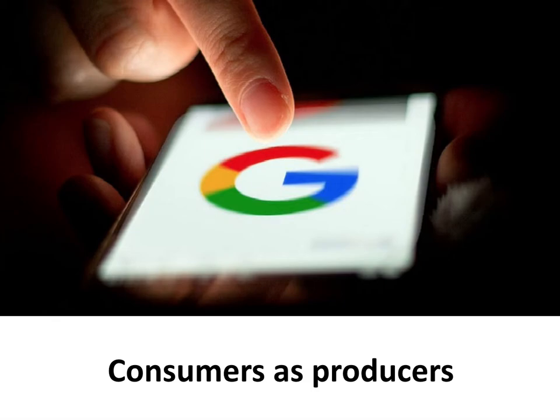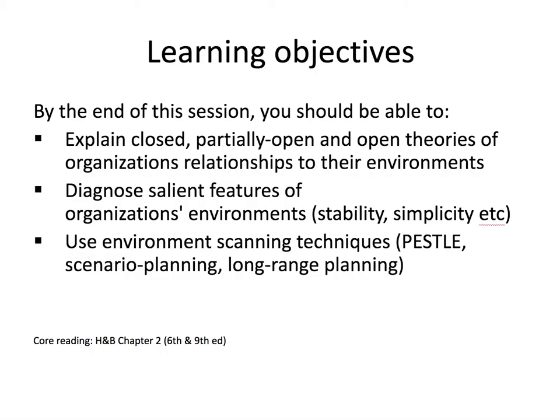Okay, so we've spent a bit of time now talking about closed, partially open, and open theories of organisations, and we've covered the Ansoff typology, organisational eras, management gurus, the Duncan typology and the Emery-Trist typology, which are all tools to allow you to diagnose salient features of an organisation's environment. Before we end, let's talk about some techniques that you might come across in your careers and might use to try to understand the relationships between an organisation and its environment.